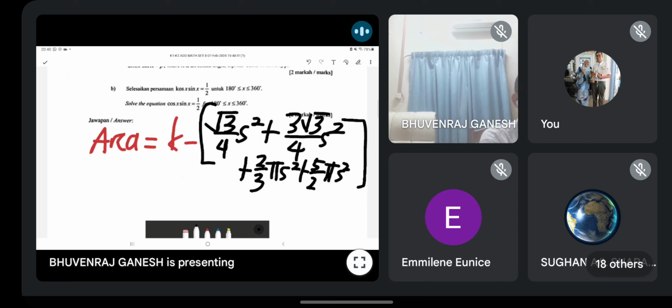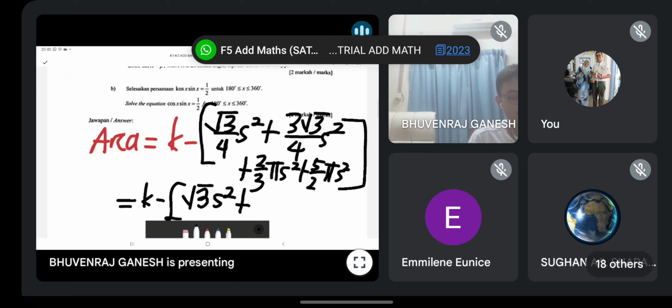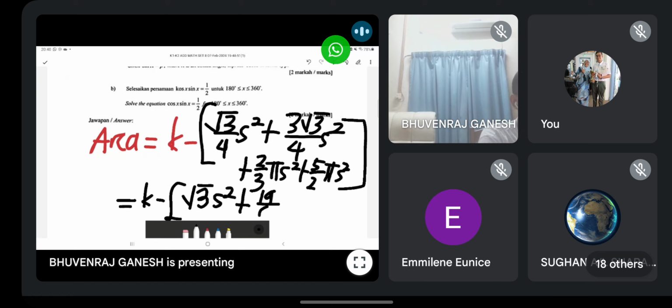Okay, guys. So now you can simplify. So you will get k minus sub 3 s square. 3 sub 3 plus sub 3 is 4 sub 3. 4 on top, 4 at the bottom, you cut. So that's why you are left with sub 3 s square. Then you plus with 2 over 3 plus 5 over 2. You will get 19 over 6 pi s square.